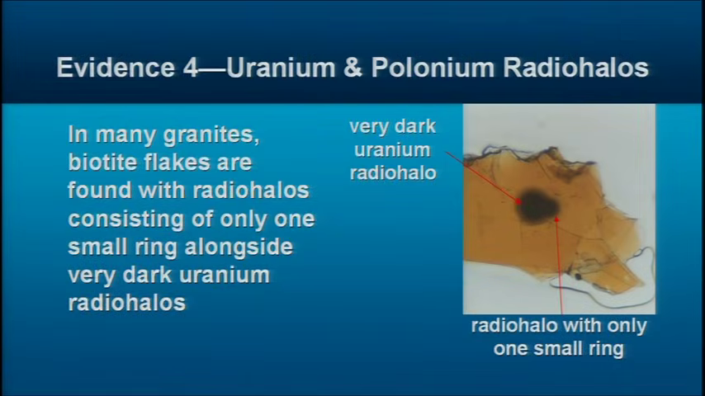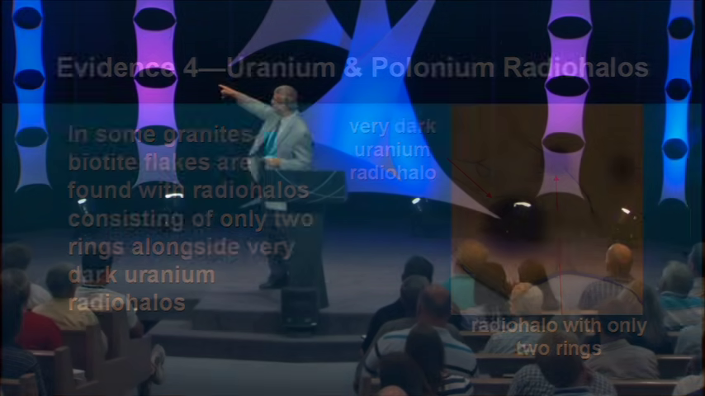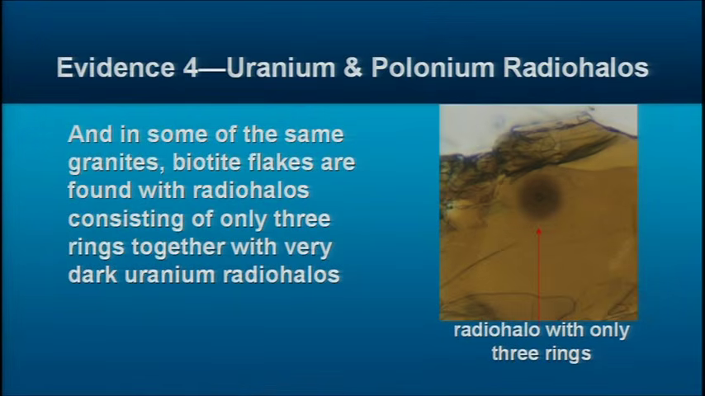Now, in many granites, there are also single ring halos that are very small, sitting alongside the larger uranium radiohalos. And the larger one there's so much radioactivity that it's blurred all the rings. You can't see them all. So there's hundreds of millions of years worth of decay in that photograph. And in this one too. In some granites, in biotite flakes, we find 2 rings. The 2-ring one, that's very hard to see the outer ring, but it's there. And in some granites, you actually find 3-ringed halos.